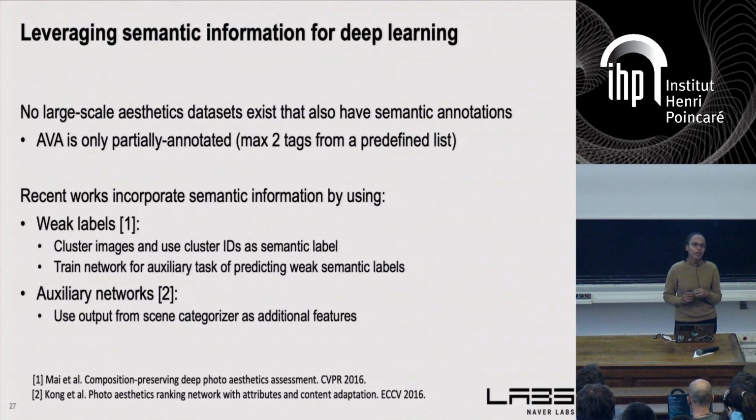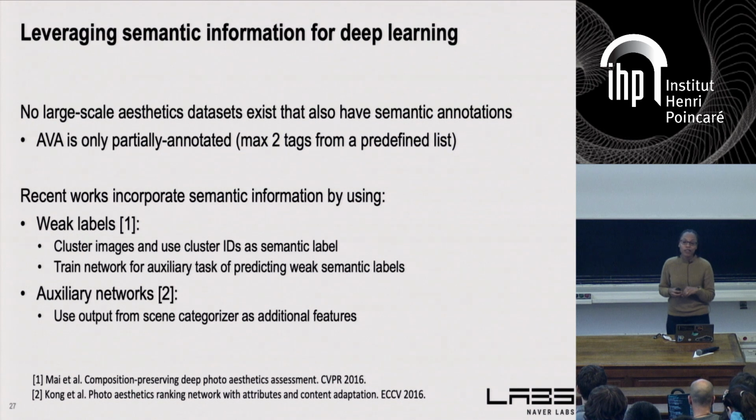The one issue with trying to leverage semantic content is that, as I mentioned before, the AVA dataset doesn't have very robust semantic annotations, right? We have, as I mentioned, these tags that may or may not be given to an image. But as I said, they're quite incomplete because there'll be many false negatives. So it's difficult to use this type of information.